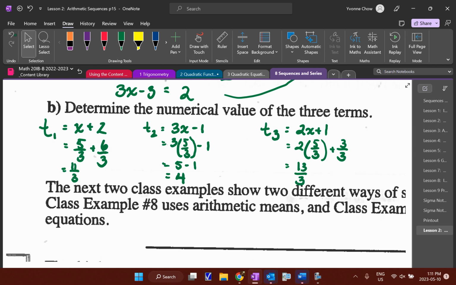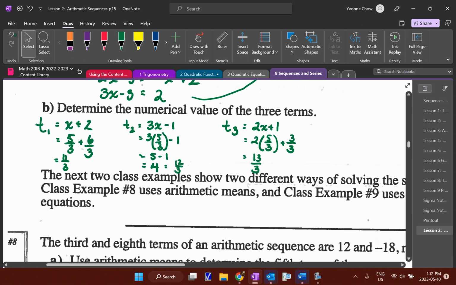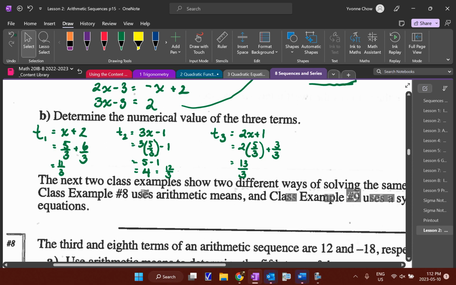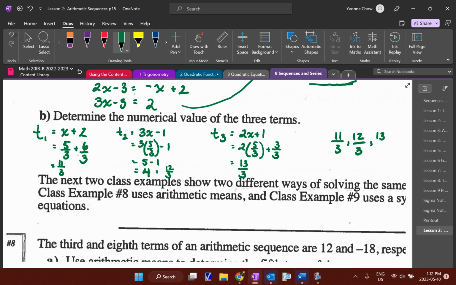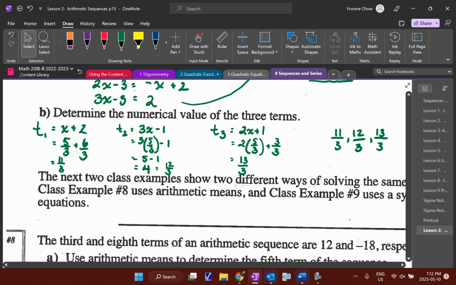It might not be as obvious that you have an arithmetic sequence until you change 4 into thirds as well. And 4 is, of course, 12/3. So now it becomes more obvious. Term 1 is 11/3, term 2 is 12/3, and term 3 is 13/3. And that is, of course, an arithmetic sequence then, 11/3, 12/3, 13/3. And so our common difference would be 1/3.